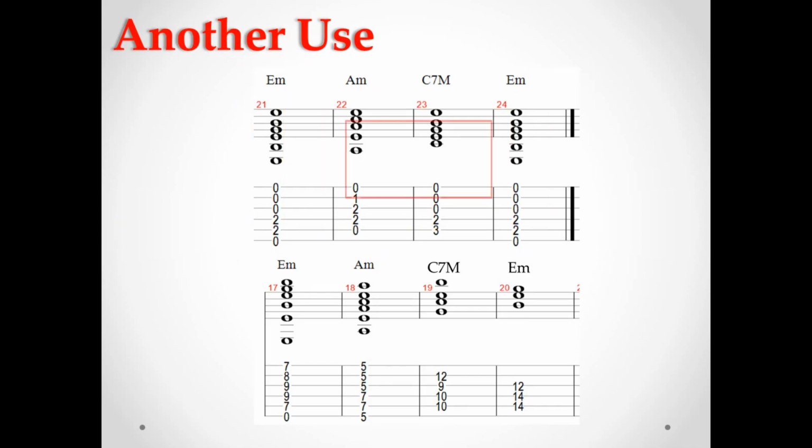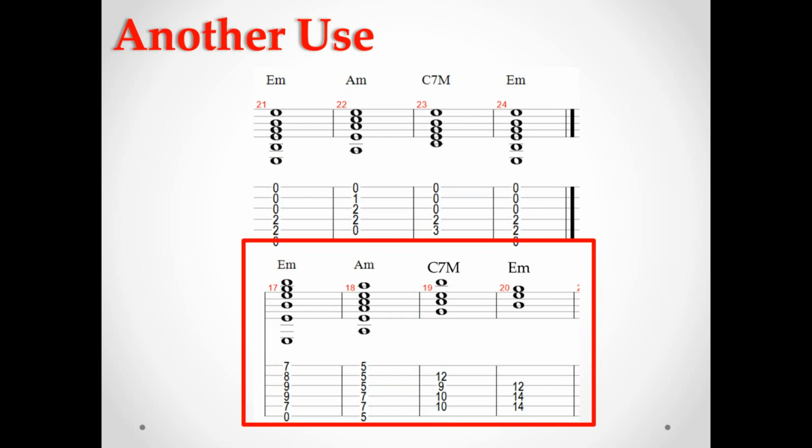So here's that same chord progression, except that we're using some different chord inversions on this one. This E minor chord is not a chord inversion. This is just a 5-string bar chord. This is a 6-string bar chord for the A minor. But for the C7 and this E minor, these are both different chord inversions. So here's an example of that.